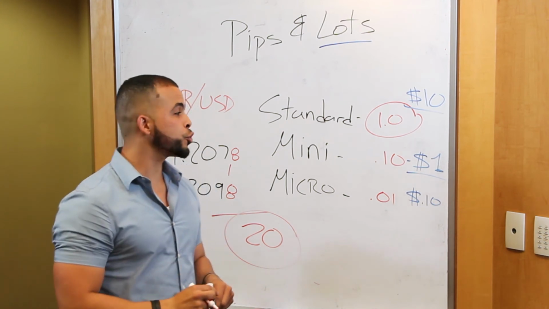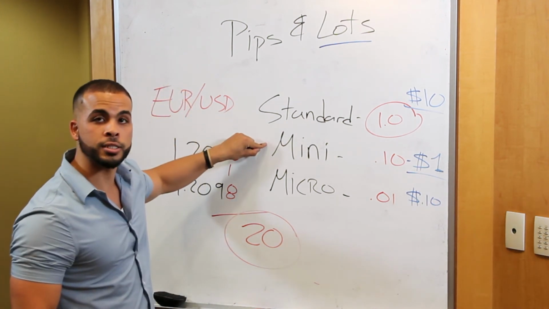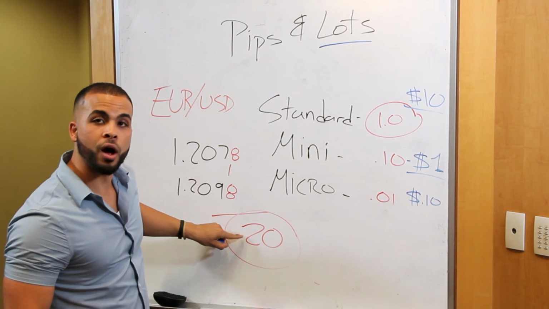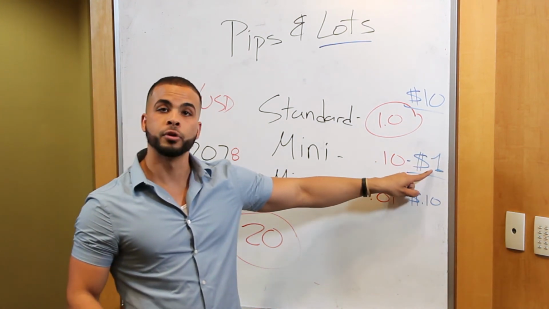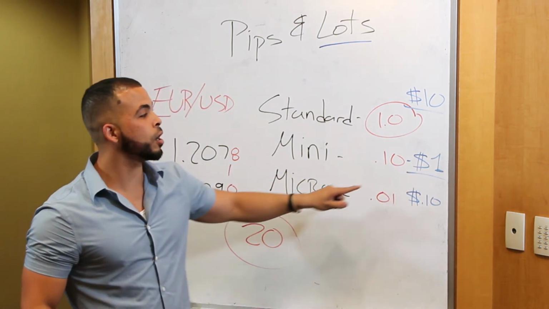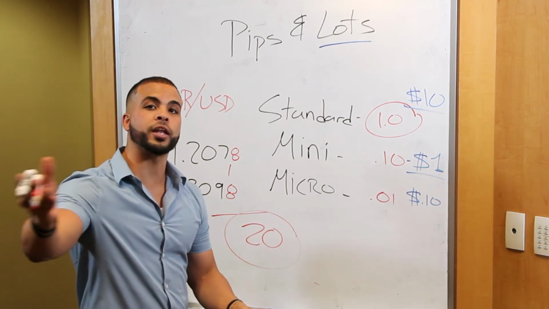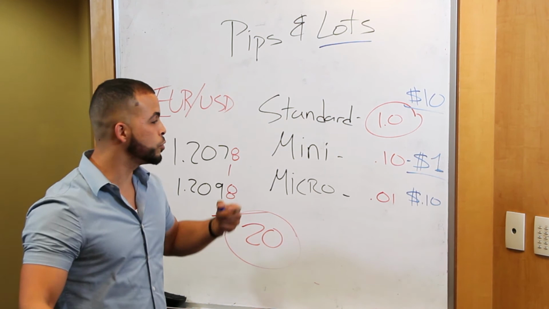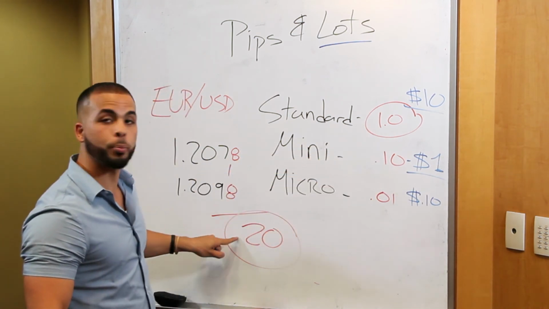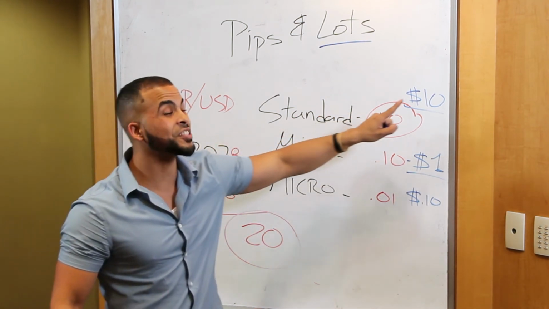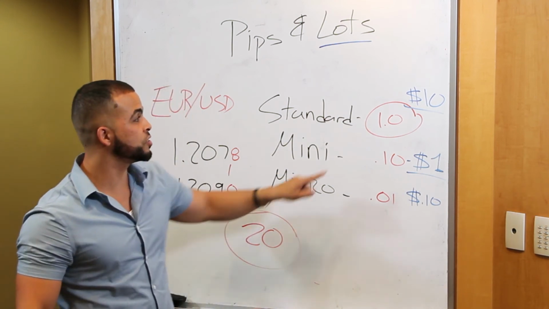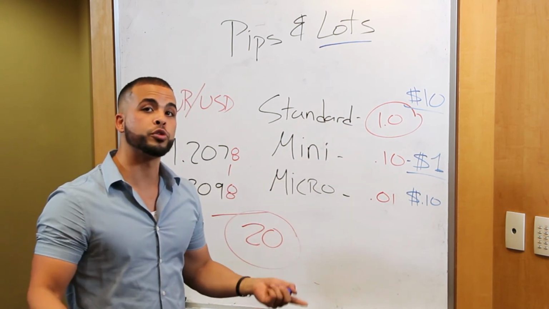But if you place your trade in the mini lot, then that means that for every positive pip, you made $1. So you made a profit of $20 on that trade. Now, obviously, you risk more money. We're going to teach you that in the next video. But just understand that if you do the mini lot, it's $1 per pip. If you do the standard lot, it's $10 per pip. So in this example, you would have made a profit of $200.